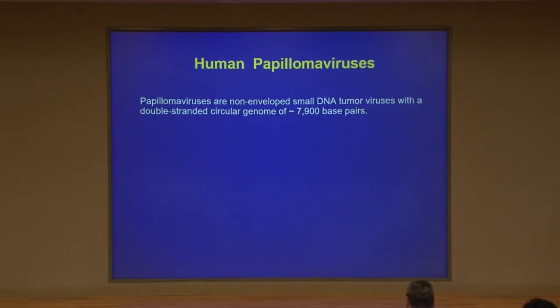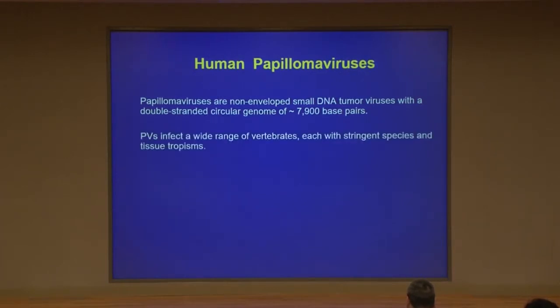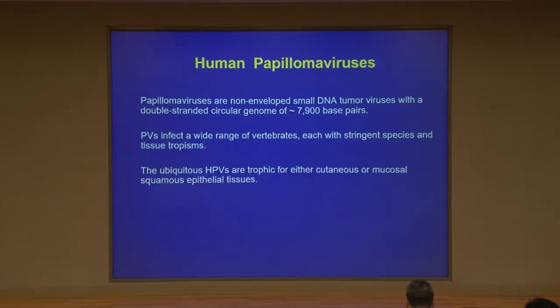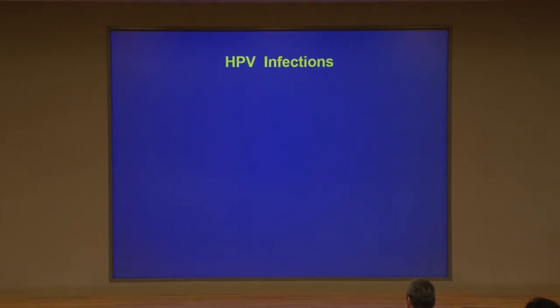So this is a small DNA virus, double-stranded DNA, only 7.9 kilobase pairs long. It infects lots of vertebrates, but they have very stringent species and tissue tropism. So human papillomavirus will not infect animals, and the animal viruses will not infect humans. And the human papillomavirus is virtually ubiquitous. Everyone in the room has them. It's just a different body site. Some of them are cutaneous specific, some are mucosal tropic.